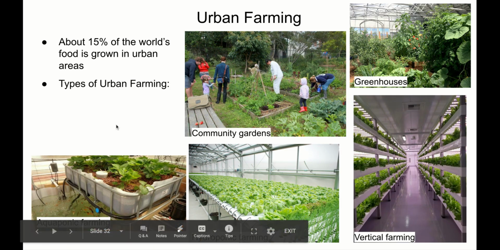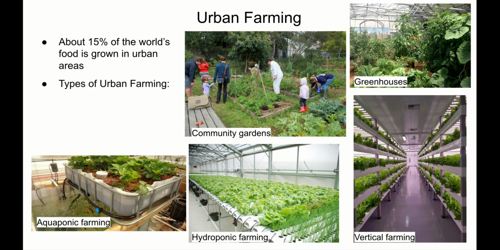So these techniques are all really different from each other. They're different in scale, they're different in requirements, they're different in intensive versus subsistence farming. And so they have different pros and cons. They've got different effects. What's common to them is that they can all be done in cities.